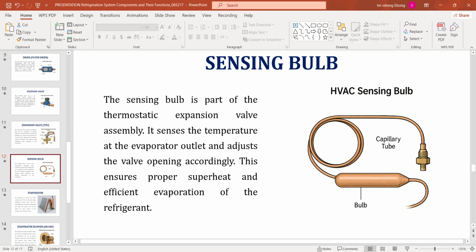Like in a vehicle, sometimes when that sensing bulb goes bad, they will put an external thermostat for you. I know most of us might have had that experience. If you look, that external thermostat is always secured to the return line, the one that is cool, in your system. So this senses the temperature of the evaporator and allows the expansion valve to regulate the liquid refrigerant that will go into your evaporator.